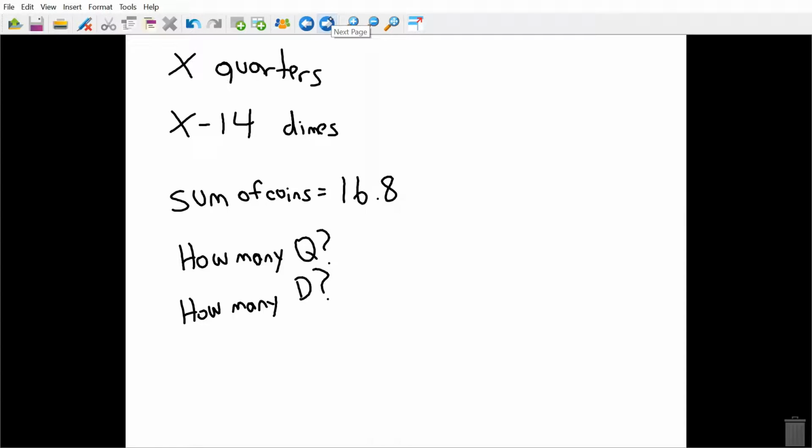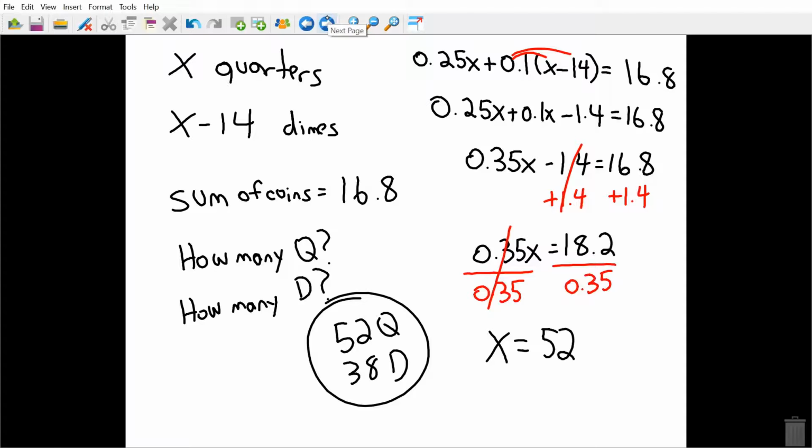If you had an x number of quarters and an x minus 14 number of dimes, and the sum of the coins was $16.80, how many quarters do you have and how many dimes do you have? Please pause and try now. The answer is 52 quarters and 38 dimes.